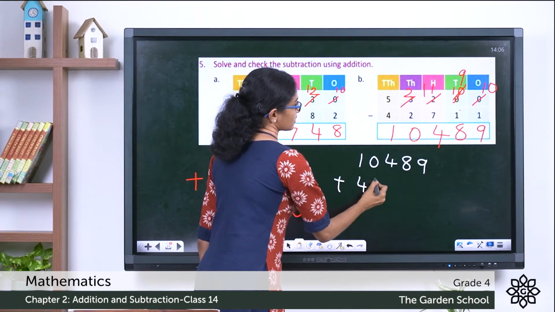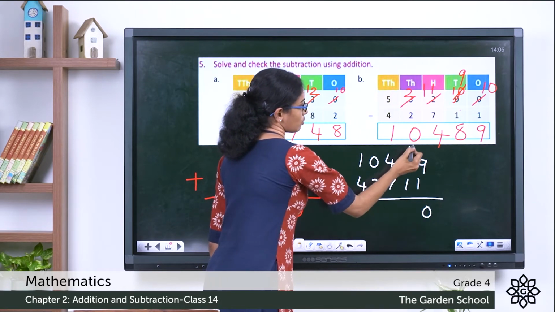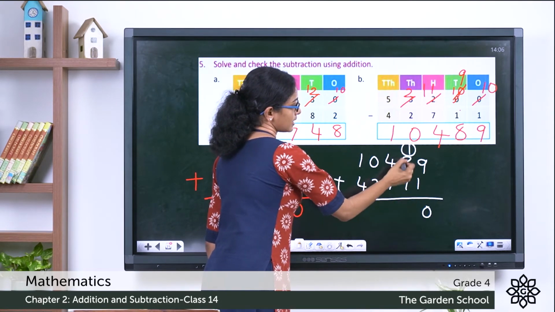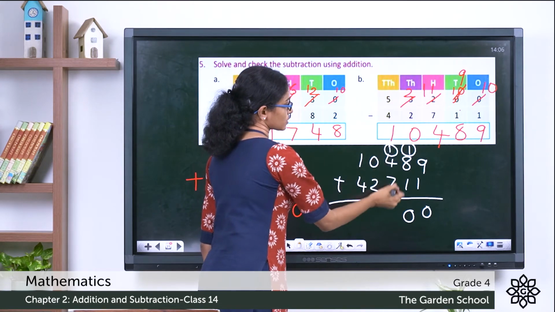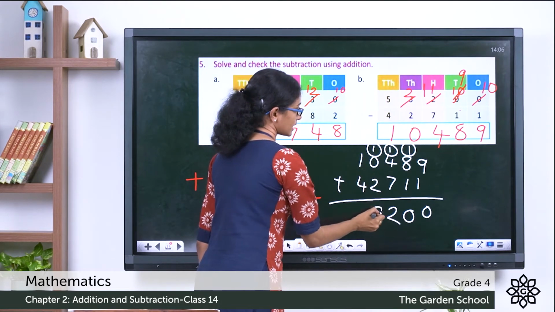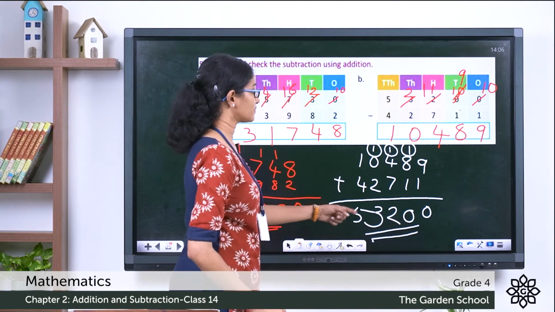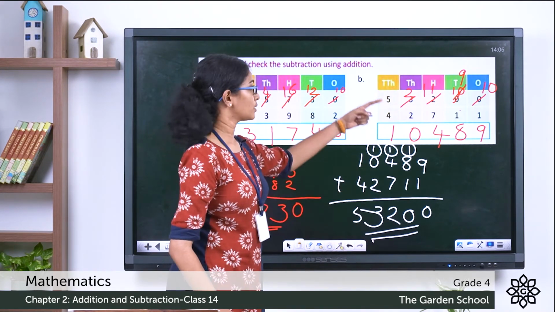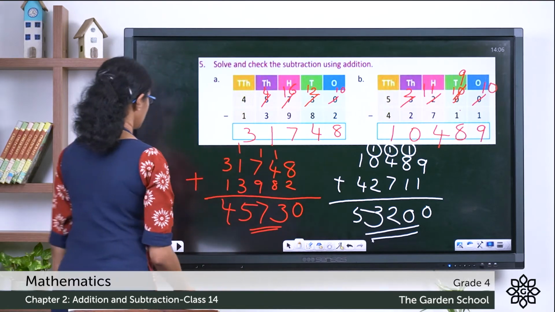So that is 9 plus 1 10, carry over 1. 8 plus 1 9 plus 1 10, carry over 1. 7 plus 4 11 plus 1 12, carry over 1. 2 plus 0 2 plus 1 3. Now 4 plus 1 it is 5. So we got 53,200, which is the minuend. So the subtraction was done correctly.